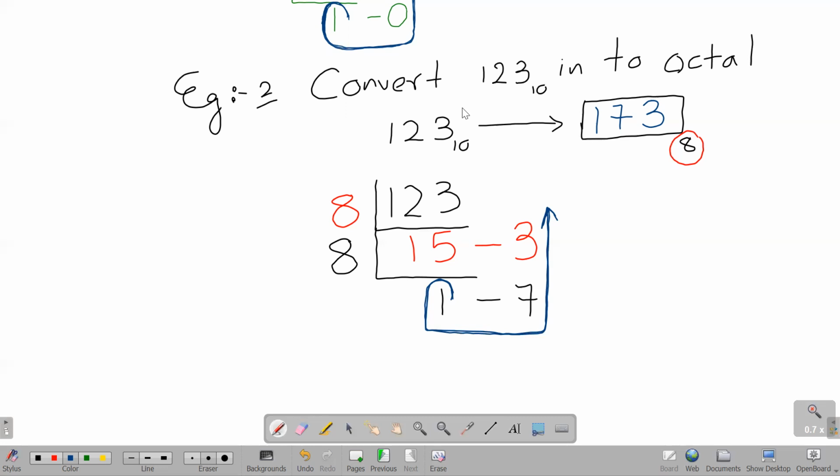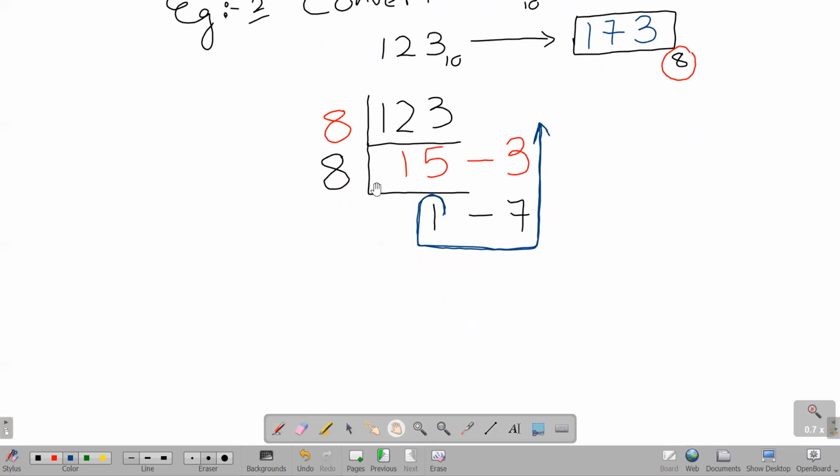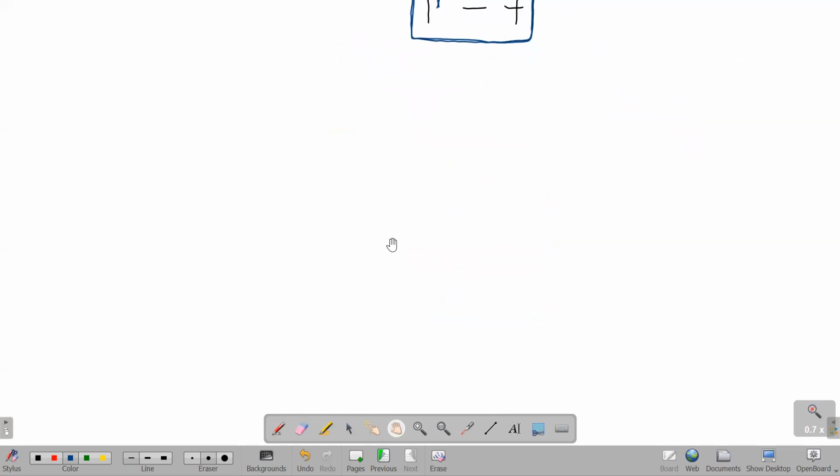Okay, so we can move to the third example, which we are going to see how a decimal will be converted into a hexadecimal, right? So let's take that into consideration. So as the third example, I'm going to take this. So my third example, this is example number 3.